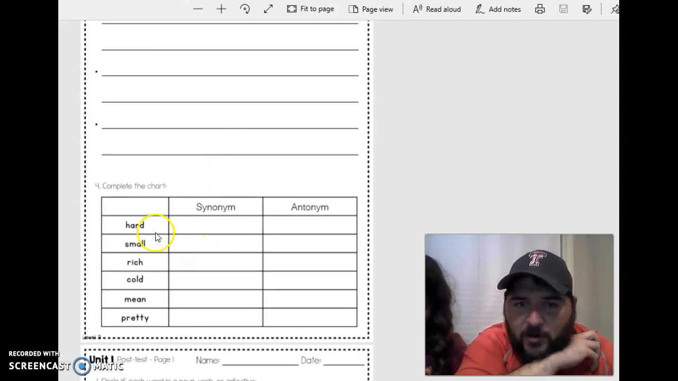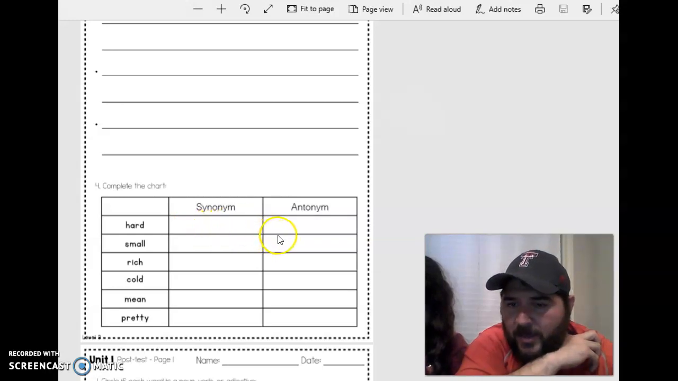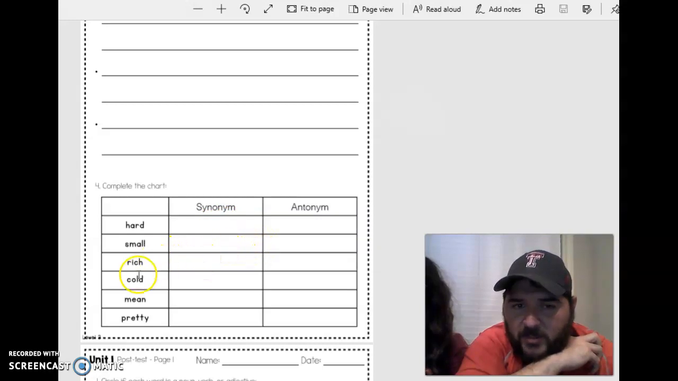Write a synonym for hard. So this could be something hard like a baseball, or it could be something hard as in difficult. So depending on the synonym and the antonym, it could be how they want to use the word. Then write synonyms and antonyms for small, rich, cold, mean, and pretty.